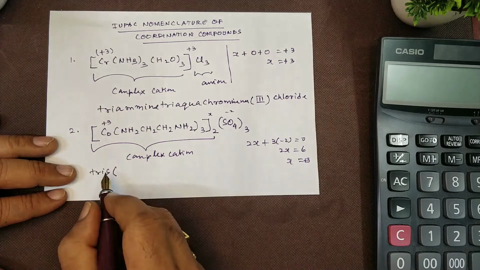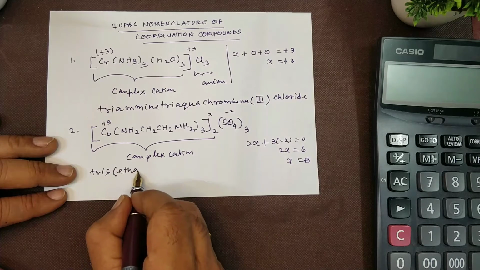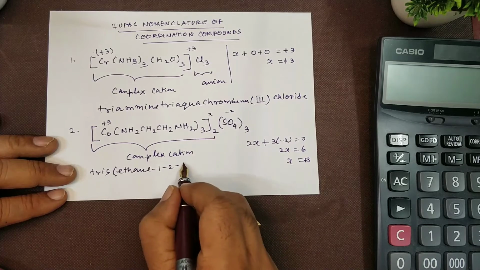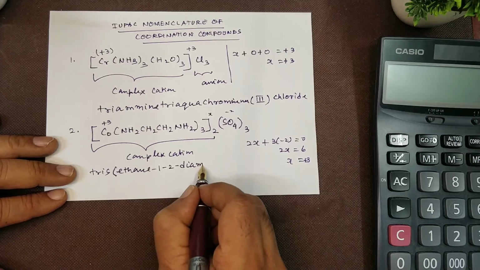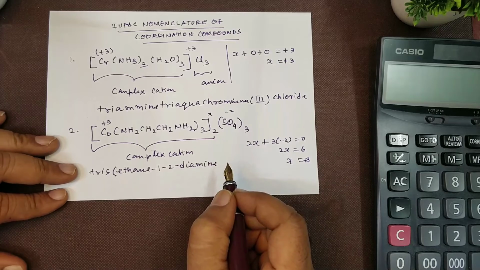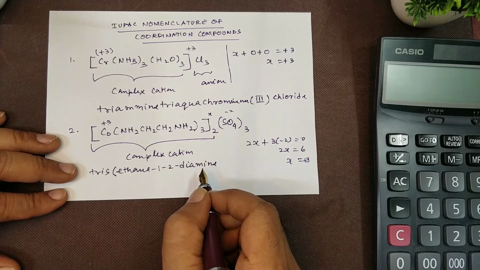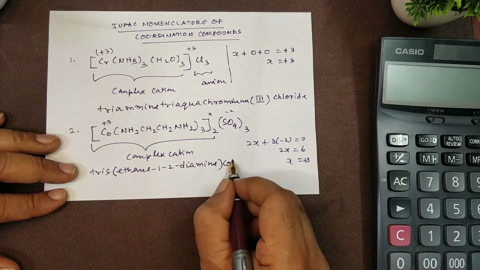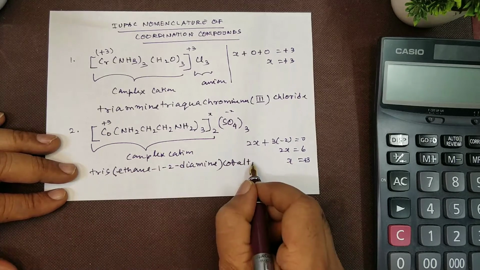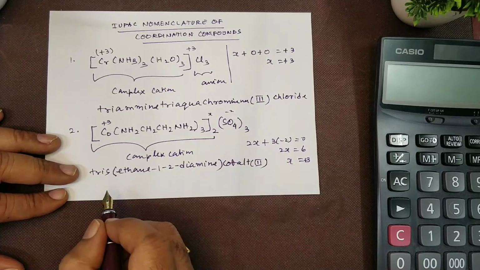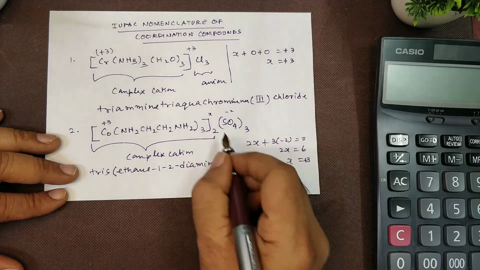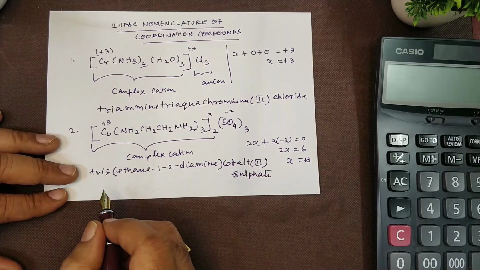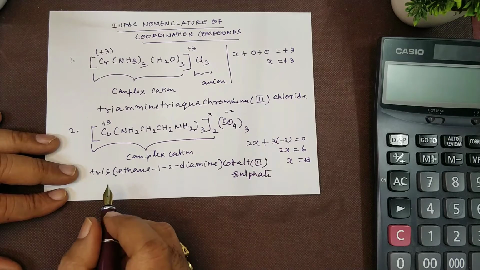We have to show it by bracket. Ethane, and then 1,2-diamine. And single M. In the case of ammonia, double M. In the case of amine, single M, diamine. Close the bracket. Then you are left with cobalt. So you can use cobalt, and its oxidation state is 3. So cobalt 3, and then sulfate. Okay. Got it? What's the doubt?